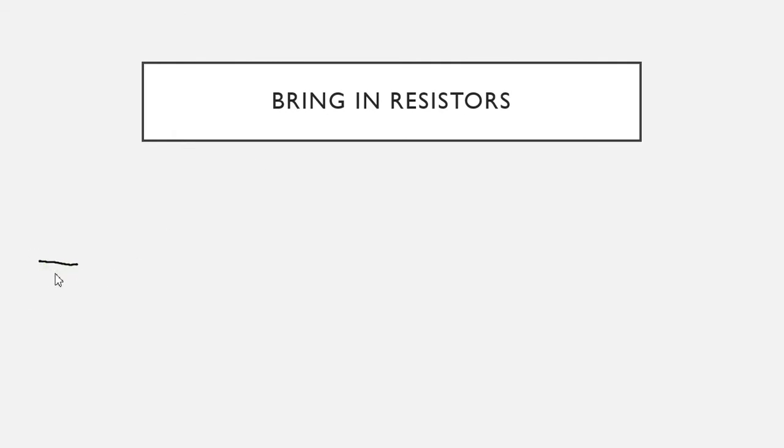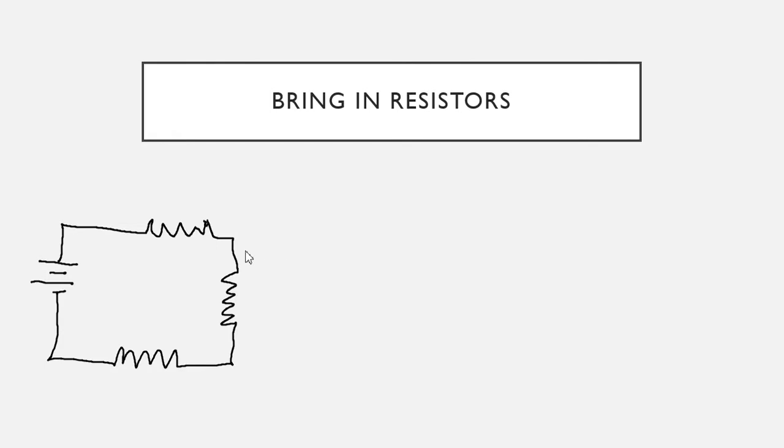So let's see, we'll put a battery here. We'll put a resistor. We'll keep it kind of simple. We'll put a resistor. We'll put a resistor. And we'll put a capacitor right there. And let's put some numbers to this. We'll make it a 12-volt battery.